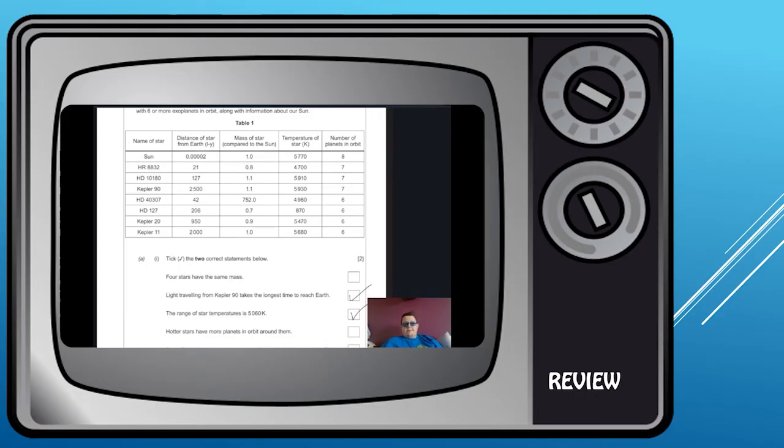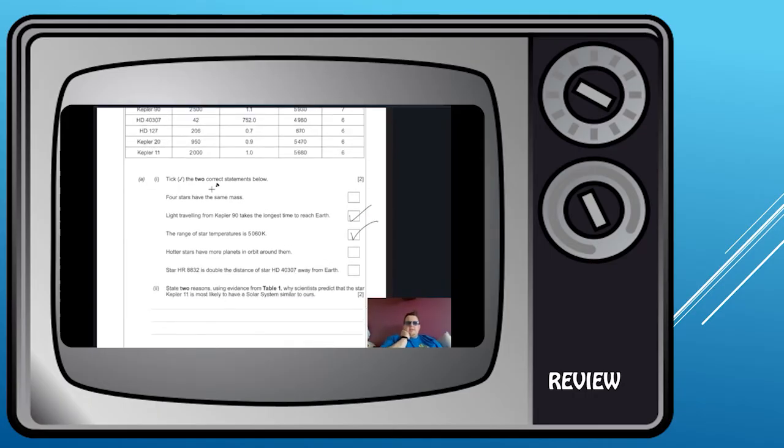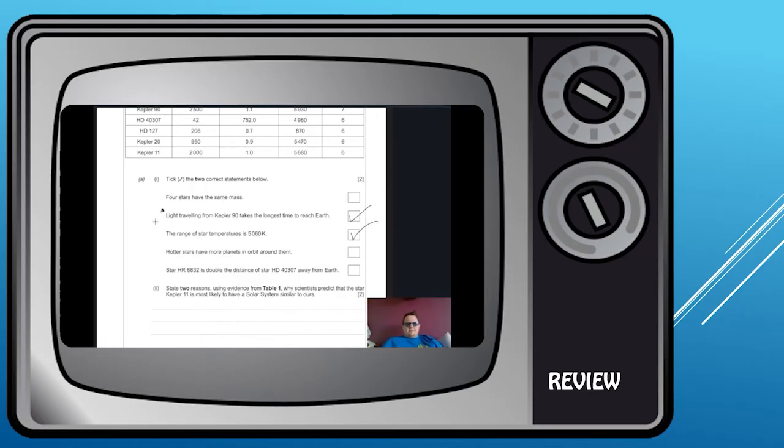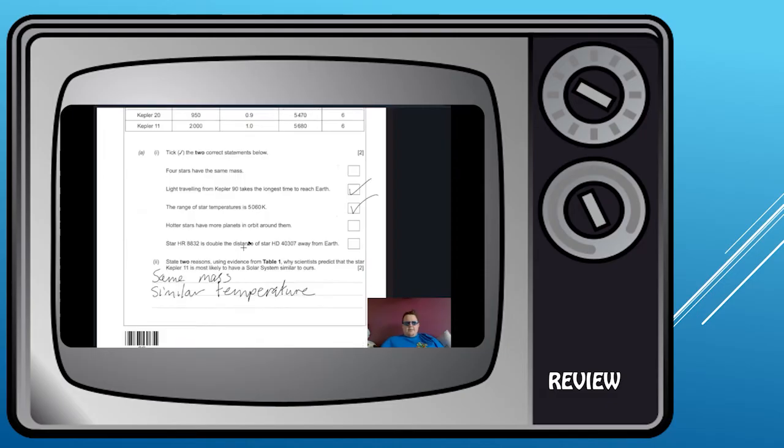State 2 reasons, using evidence from Table 1, why scientists predict that star Kepler 11 is most likely to have a solar system similar to ours. So, it's got the same mass and a similar temperature. It's not exactly the same number, but it's a similar temperature, they're very close. Those are the two that we're interested in.